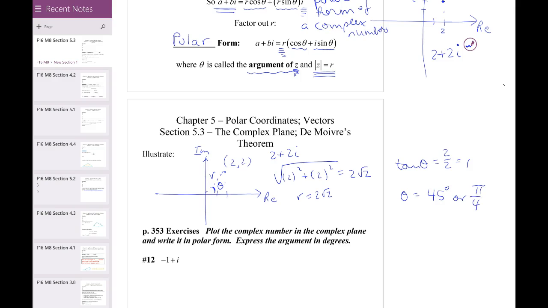So if no specific instructions are given, use radians. But notice in this instruction set here for the exercises to follow, it says express the argument in degrees. So in the rectangular form, we have 2 plus 2i. So we say that's equal to 2 root 2 times the cosine of 45 degrees plus i sine of 45 degrees. And this is called the polar form of the complex number.